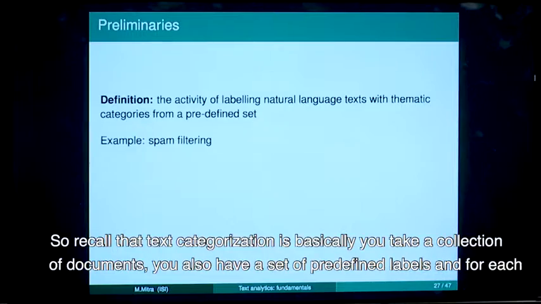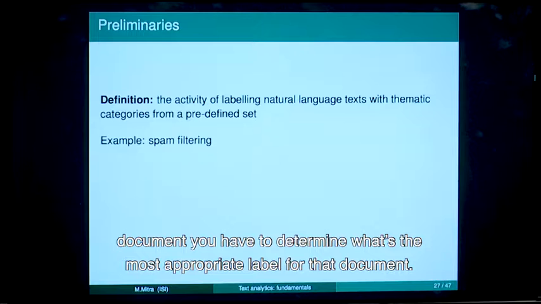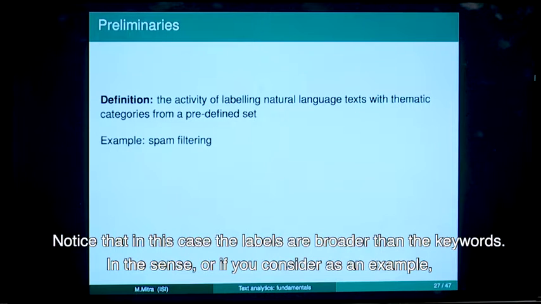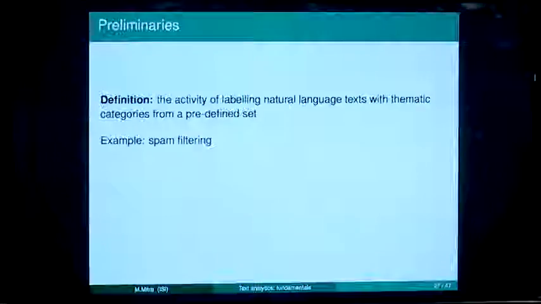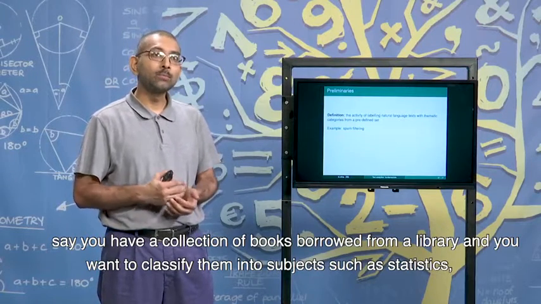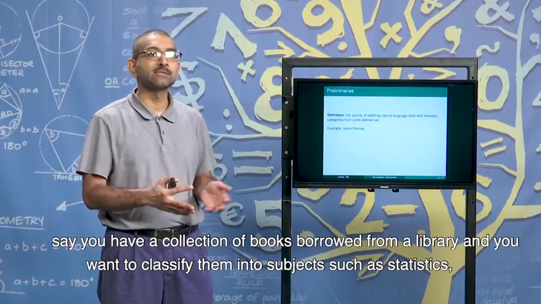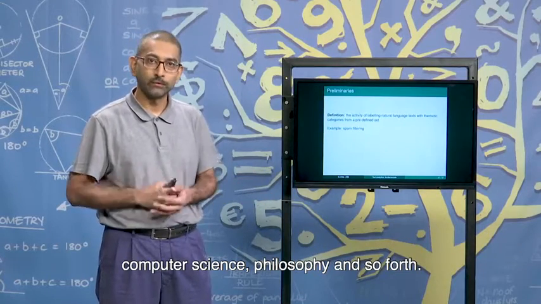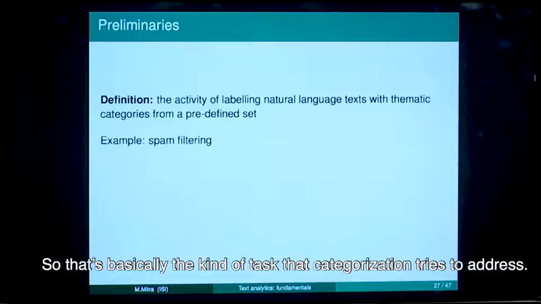Recall that text categorization is basically you take a collection of documents, you also have a set of predefined labels, and for each document you have to determine what is the most appropriate label for that document. Notice that in this case the labels are broader than the keywords. Consider as an example, say you have a collection of books borrowed from a library and you want to classify them into subjects such as statistics, computer science, philosophy and so forth. So, that is basically the kind of task that categorization tries to address.